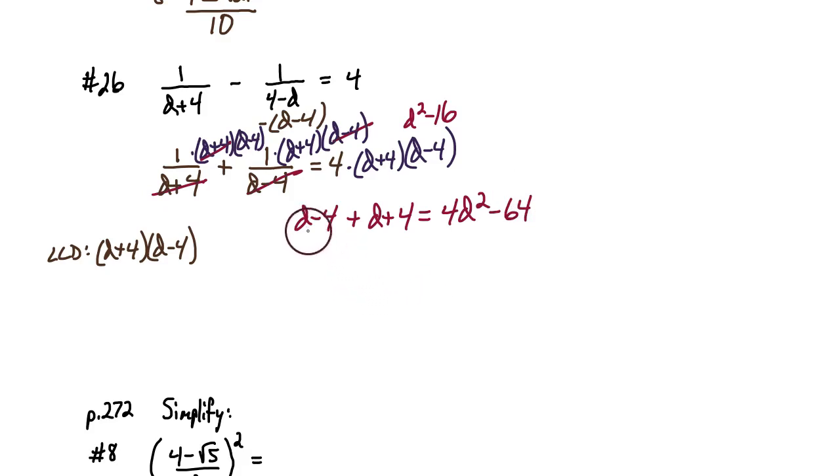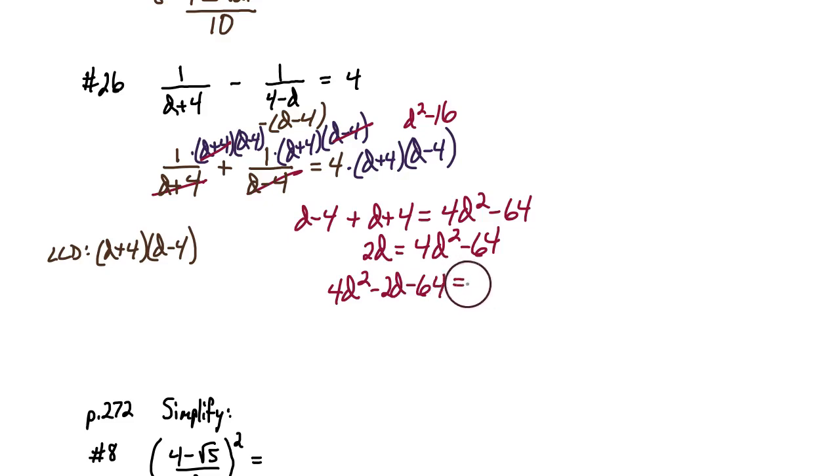Now combine like terms. D plus d is 2d. -4 plus 4 cancels. This is a quadratic equation because it is degree 2. Let's make standard form. And divide everything by 2 to make the coefficients a little bit nicer. Okay, at this point, we need to solve this equation using factoring, completing the square, or the quadratic formula.